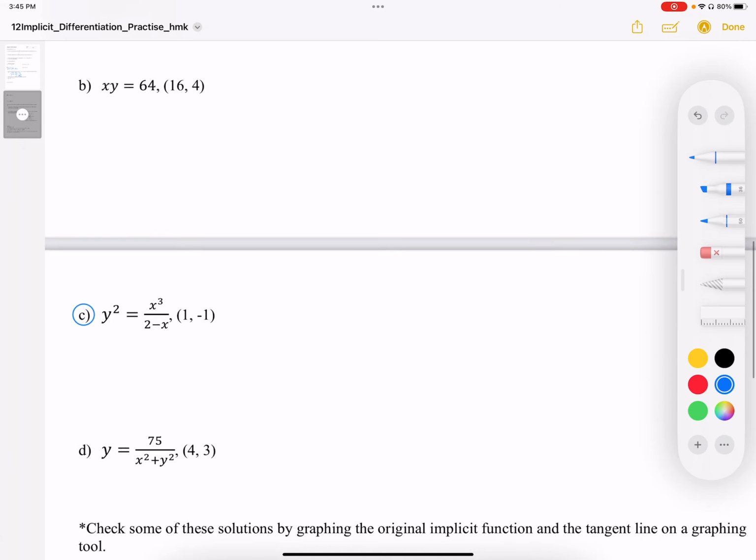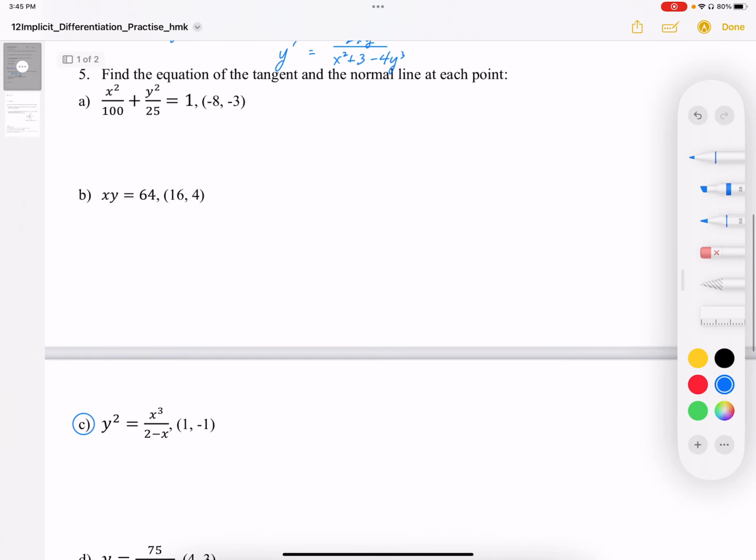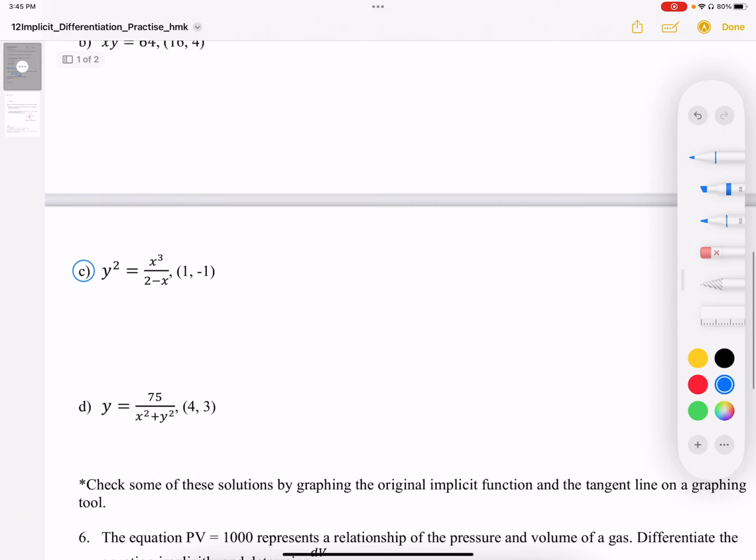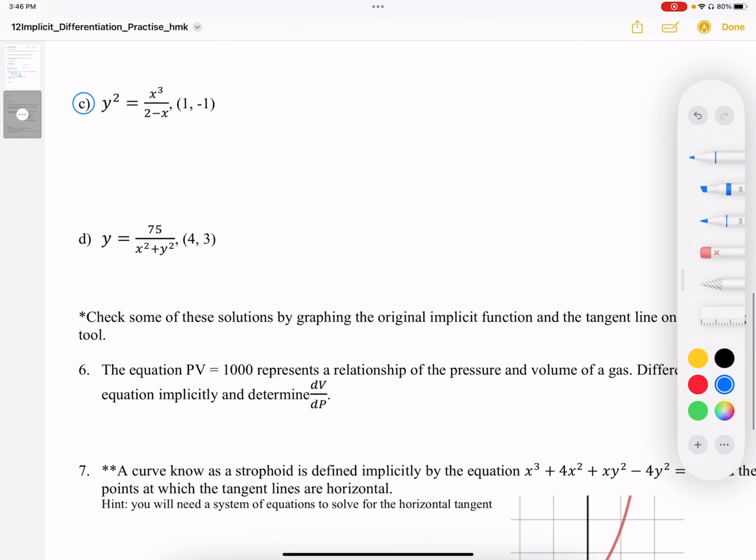For question 5D, we're being asked to find the equation of the tangent and the normal line at each point. So what we want to first do is find the derivative, and we need to implicitly differentiate this. Now, I could use the quotient rule on the right-hand side when I differentiate this, but I can also rearrange this so that I have y squared times 2 minus x equals x cubed.